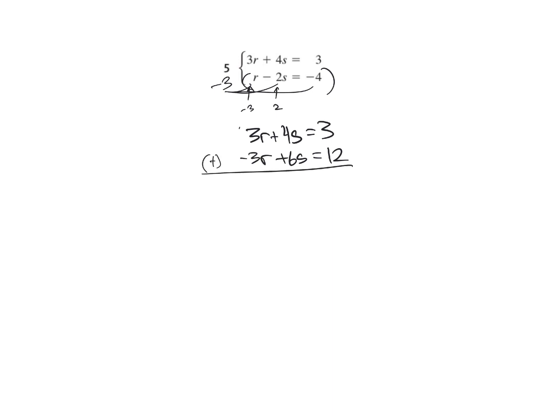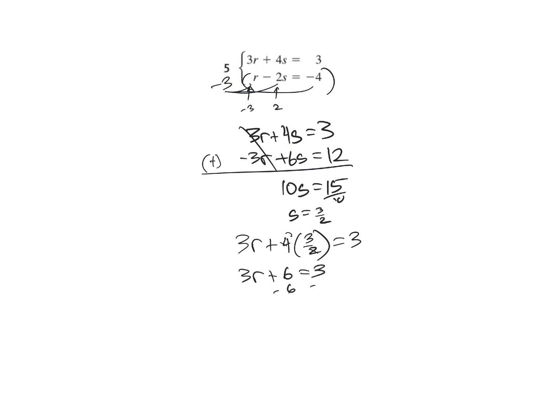Now we add these together. The r's reduce out, cancel out. We have 10s equals 15. Divide by 10, and we get 3 halves for s. So to get r, we plug it into one of the equations and solve. So 4 times 3 halves is going to be 6. Subtract 6, and 3r equals negative 3. Divide off the 3, and r equals negative 1. So we have negative 1, 3 halves.